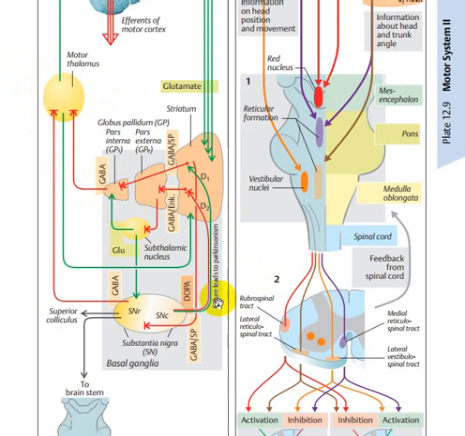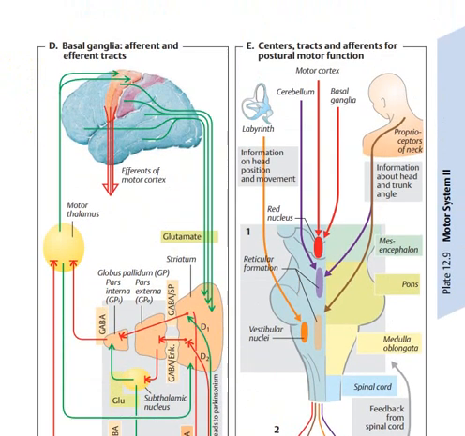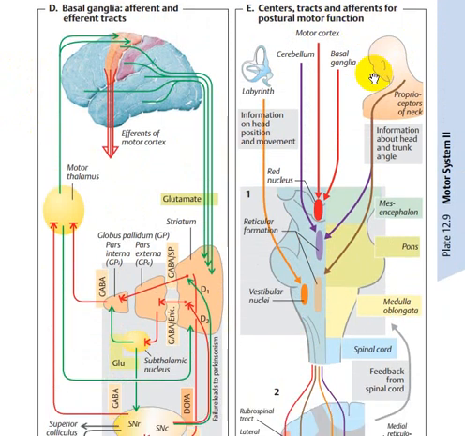So this is the case of the failure in Parkinsonism. Now we have the center, the tracts, and afferent postural motor function. So this is in case of balance. You need to know that the balancing system of the body comes via these main entities: the proprioceptors of the neck, the basal ganglia, the motor cortex, the cerebellum, and the labyrinth.